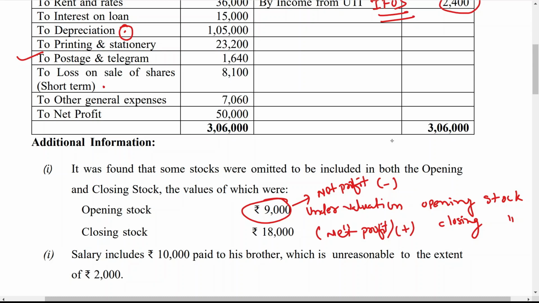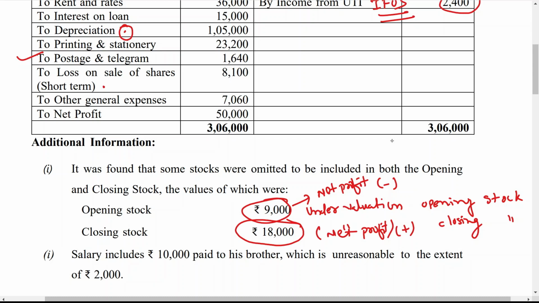Once again I am telling you, opening stock will decrease your profit, because it is an expense which you have not recorded on the debit side. And closing stock will increase your profit, because it is recorded on the credit side of the trading account, and by that amount your profit will increase if you write this closing stock on the credit side. So that is about the opening stock and closing stock.